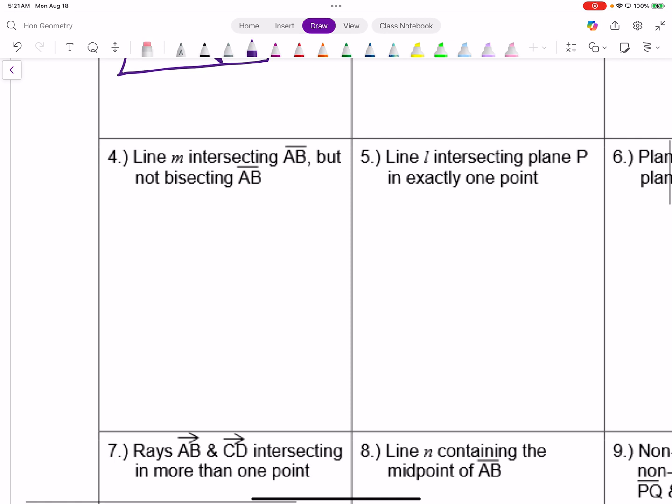All right, so line M intersecting segment AB, but not bisecting segment AB. All right, so you've got segment AB, so start there. You've got some line M that's going to intersect that segment, but not bisect it. So then I'm definitely going to say those are not the same length.